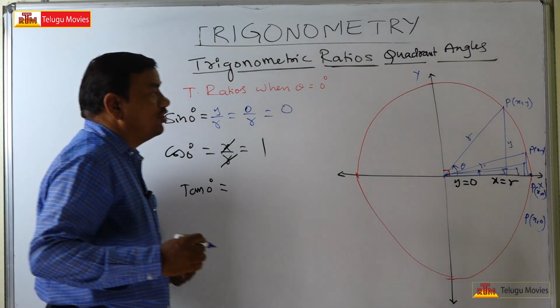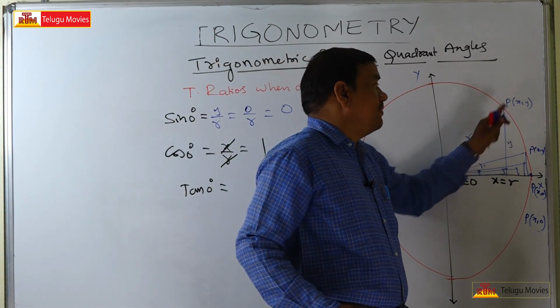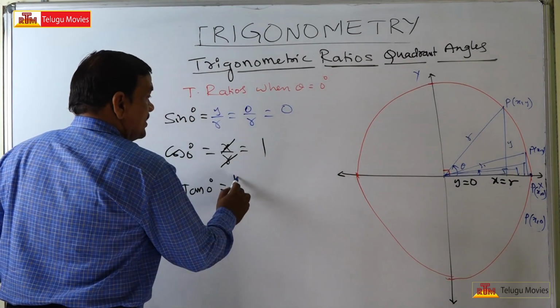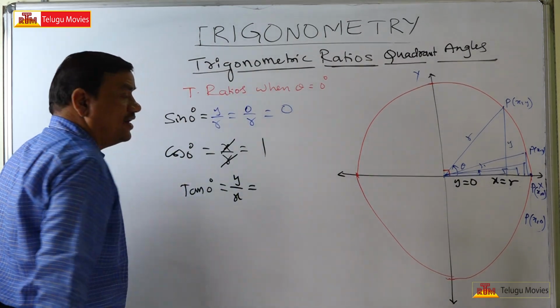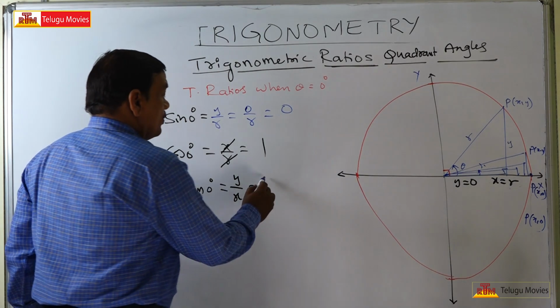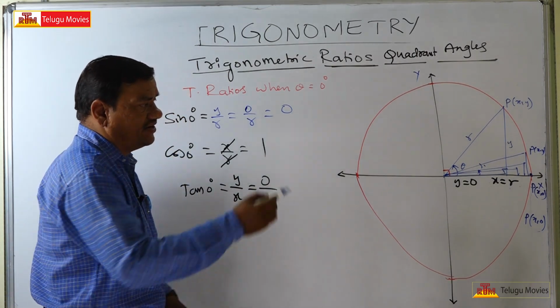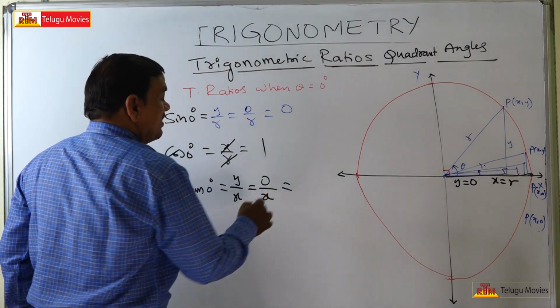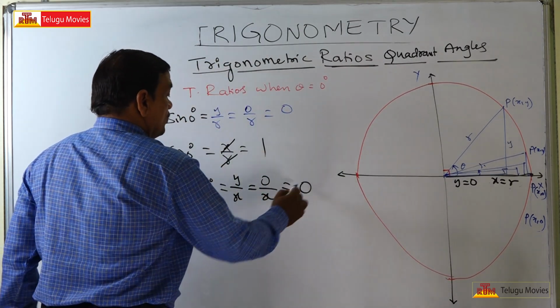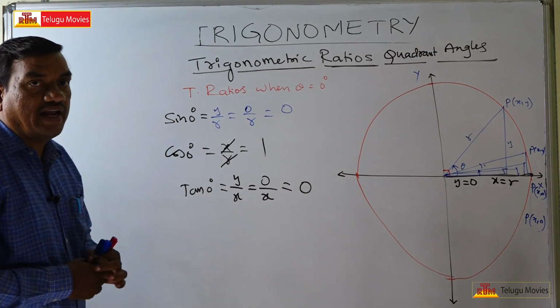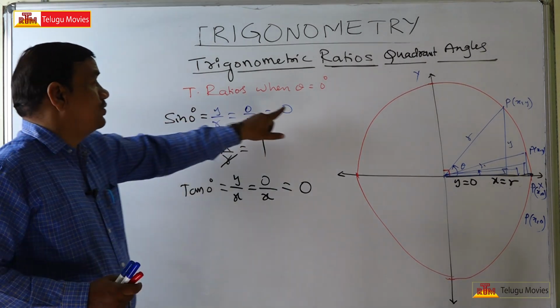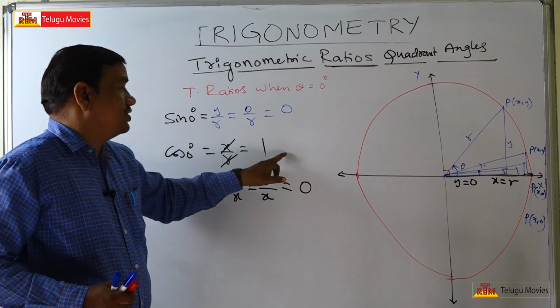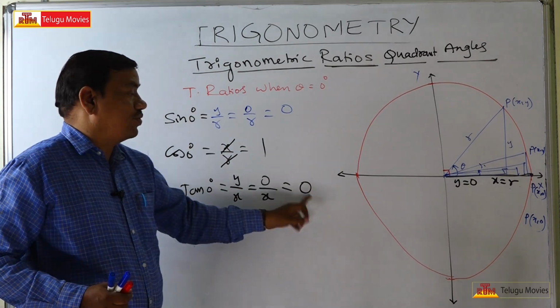Tan 0 means what? According to the definition, it is y by x. Already what is the y value? 0. And x is any finite value. So this is the length, this is the x value, any finite value, it can never be equal to 0, that is why it is 0. Therefore, like that we prove that sin 0 is equal to 0, cos 0 is equal to 1, tan 0 is equal to 0.